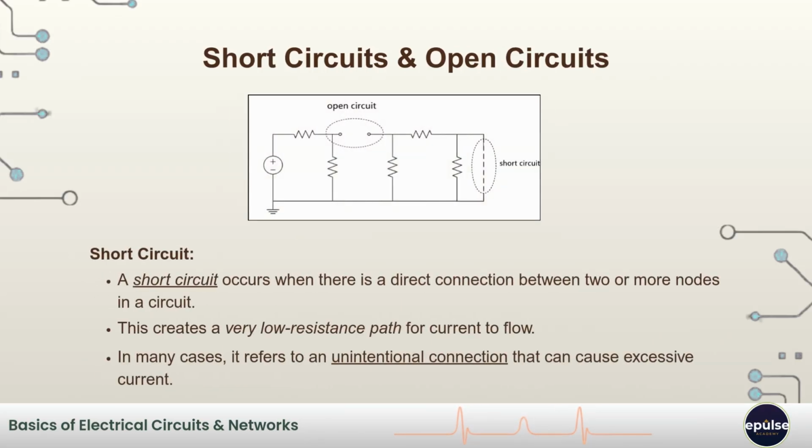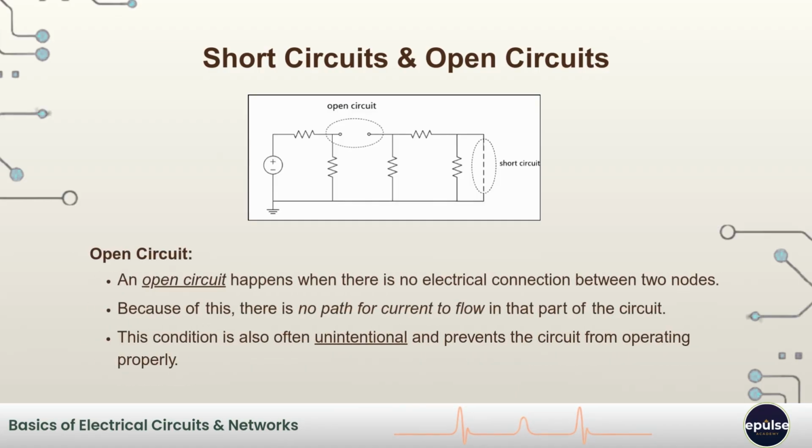Sometimes, circuits behave in unexpected ways because of conditions known as short circuits and open circuits. A short circuit occurs when there is direct connection between two or more nodes in a circuit. This creates a very low resistance path, allowing current to flow in large amounts, which can cause overheating, damage of components, or even electric fires. In many cases, short circuits happen unintentionally due to faulty wiring or damaged insulation.